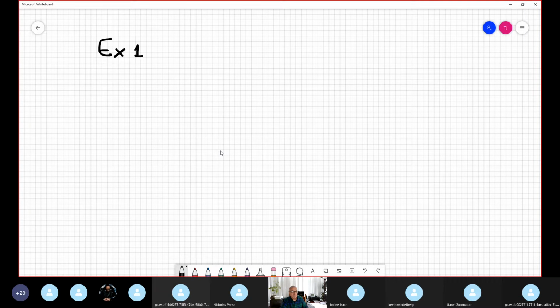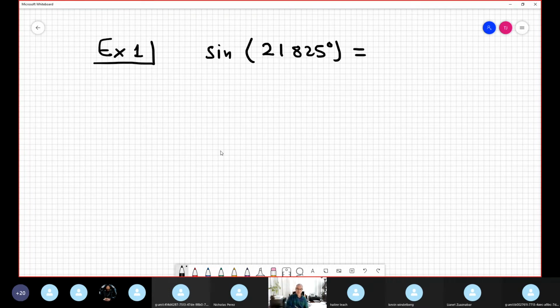Okay, we're using the idea of the coterminal angle. Suppose sine of 21,825 degrees. Don't be scared. I want to explain in detail. This is a big angle, so suppose that we are doing several revolutions, around and around, and at one moment we stop, and you need to determine what quadrant it lies in.